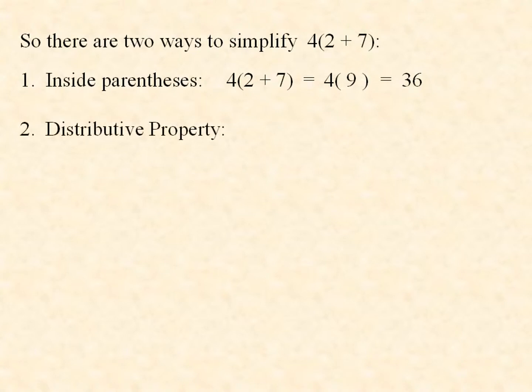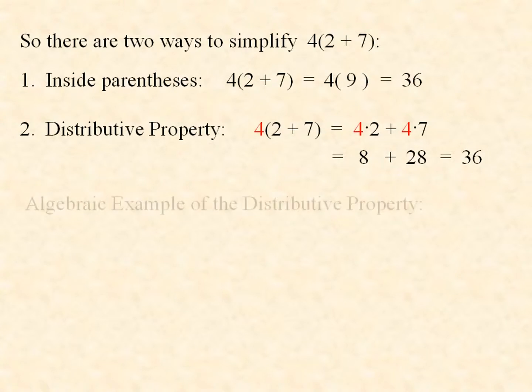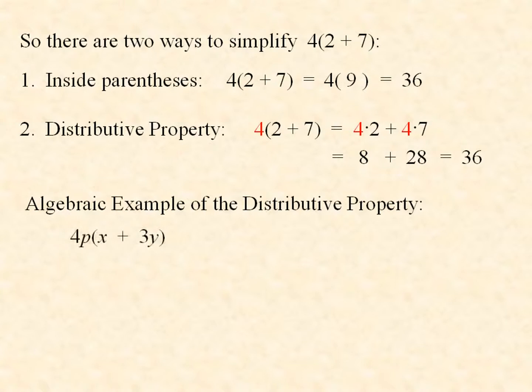Or we can use the distributive property. We distribute the 4 over each of the terms in parentheses. 4 times 2 plus 4 times 7. That gives us 8 plus 28, which is again 36. Let's look at an algebraic example of the distributive property. We have 4p times the quantity x plus 3y. The 4p will be distributed over each term in the parentheses. So we have 4px plus 4py.